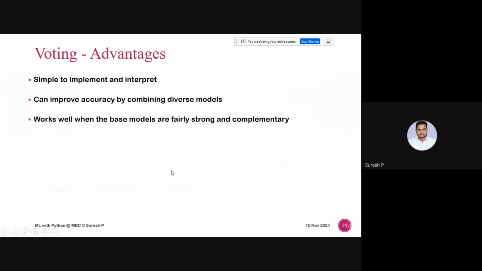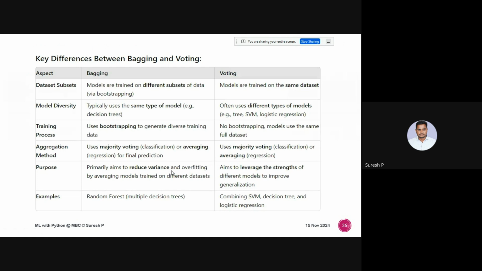So the advantages of voting: it is simple to implement and interpret. It can improve the accuracy by combining different models. It will work well when the base models are fairly strong and complementary. And these are the key differences between bagging and voting on different aspects.